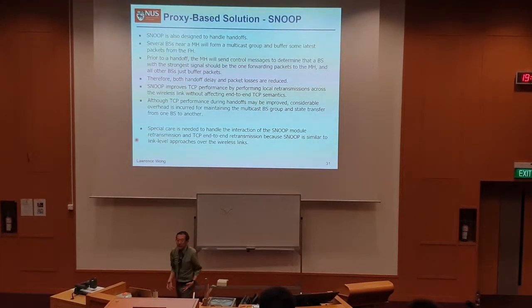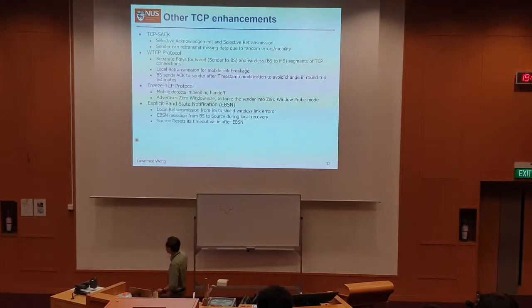So what that means is that the basic TCP/IP protocol will not work well in a wireless environment because of all these challenges. And so additional things need to be done. Lightweight protocols allow it to happen at the wireless link. Selective acknowledgement can be used so that retransmission is more efficient. There are other TCP enhancements. These are examples, I'm not going to go through them: TCP SACK, WTCP, Freeze-TCP, explicit bad state notification, etc.